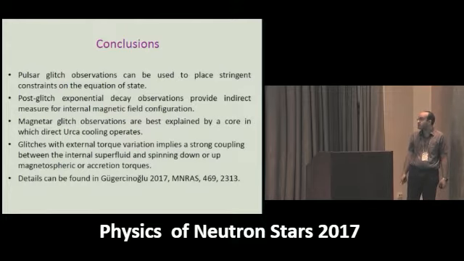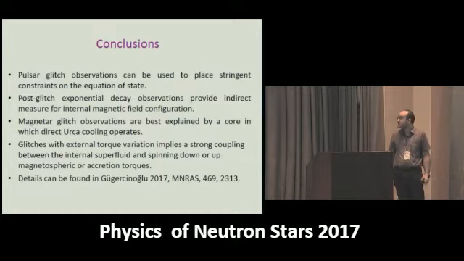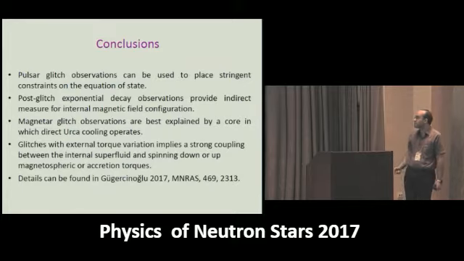According to my model, I can estimate the toroidal field region's strength and the moment of inertia. So the internal toroidal field of the core can be obtained within my model. Magnetar glitch observations are best explained by a core in which the direct Urca process operates. So pulsar glitch observations are an indirect and alternative view of a cooler core inside magnetars.